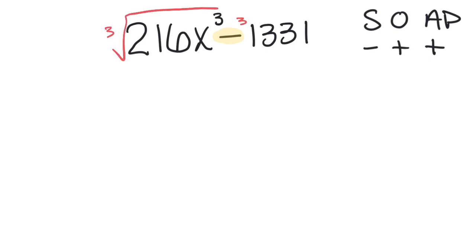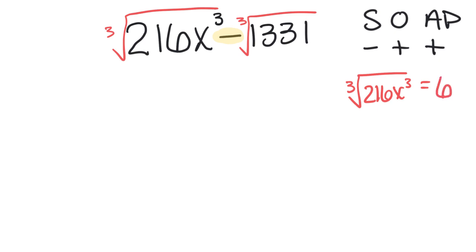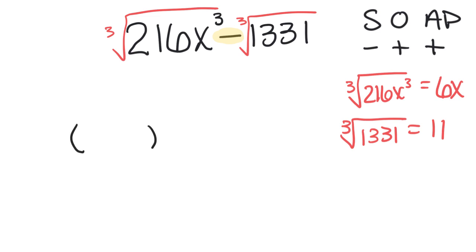We're going to cube root each of these. Cube root of 216x cubed. When you're typing this, only type the number part. So cube root of 216 is 6, and then we have an x. Cube root of 1331 is 11. Okay, I'm going to set up everything. We said we have minus, plus, plus. We just showed we have a 6x and an 11.